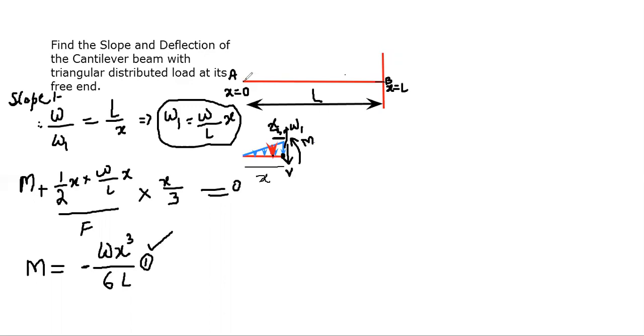The point where you have to find the slope, apply a moment in clockwise or anti-clockwise direction. This is your choice. Apply a moment of 1 unit. I'm repeating: in the virtual work method, wherever you have to find the slope, at that very point, apply a bending moment equal to 1 unit.